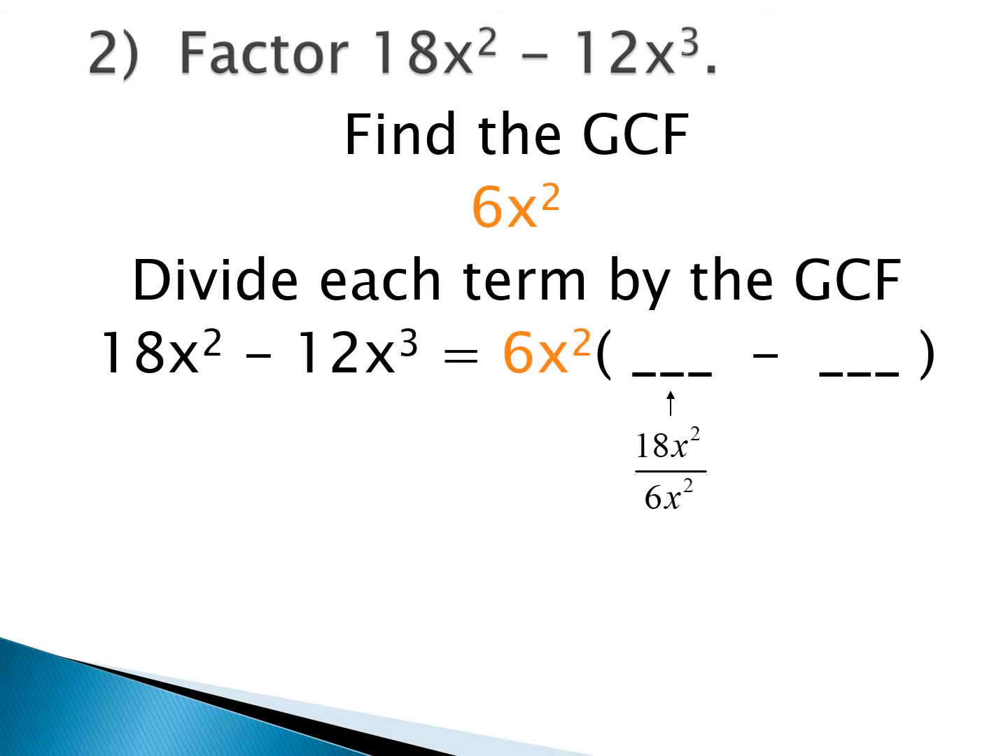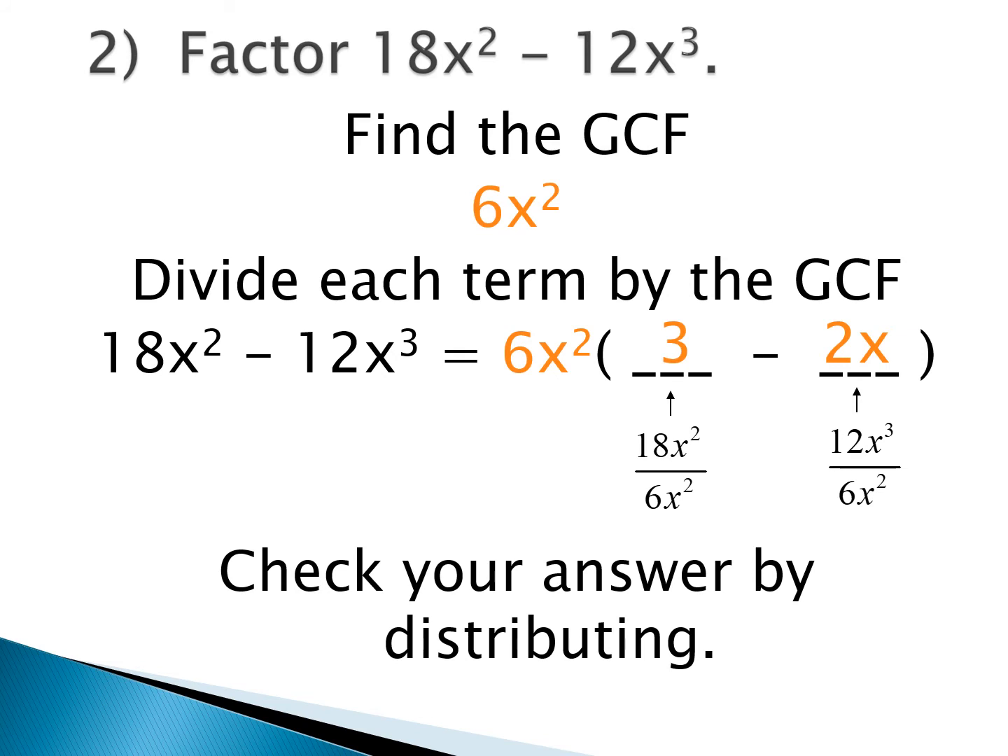18x squared over 6x squared. When we divide those, the x squareds cancel. 18 divided by 6 is just 3. And then we've got 12x to the third over 6x squared. When we divide those, we're left with 2x. And then we can check our answer by just distributing. And we multiply those together, we do get 18x squared minus 12x to the third.